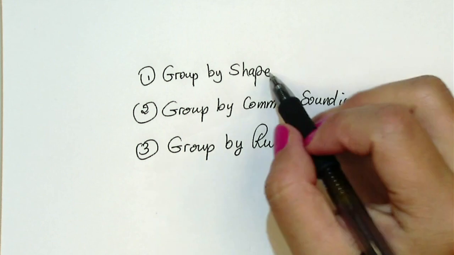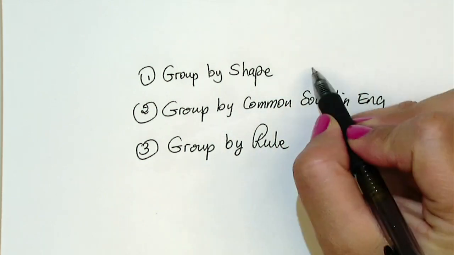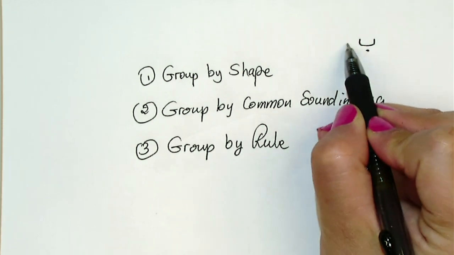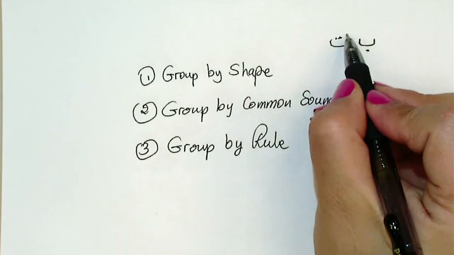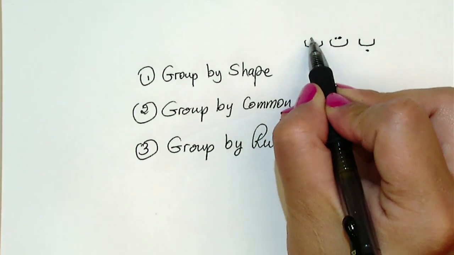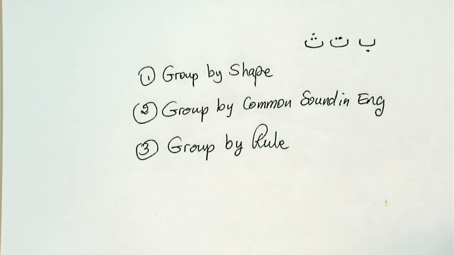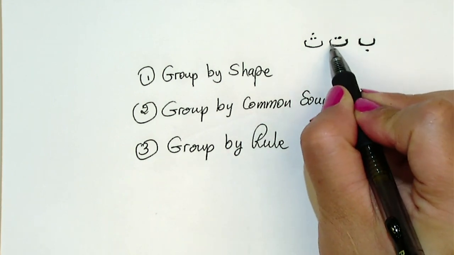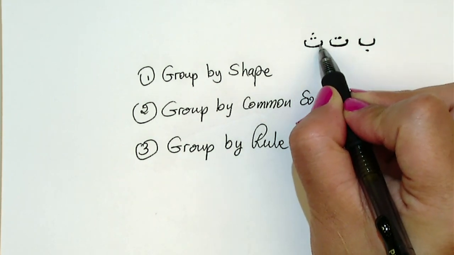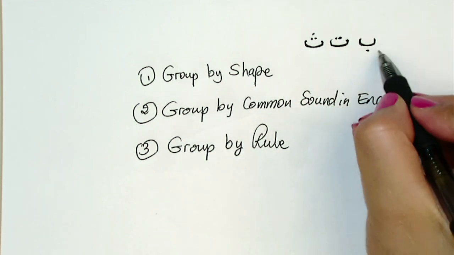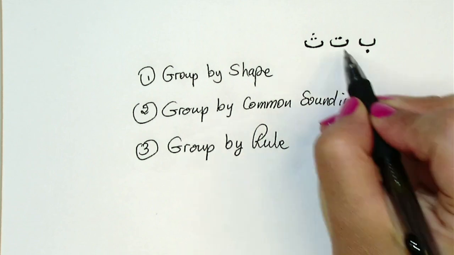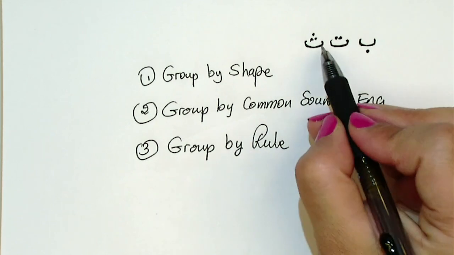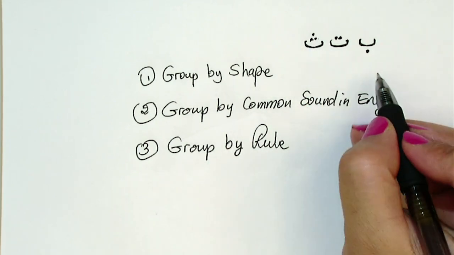For example, if we're grouping by shape, we're looking at the letters that share the exact same drawing or shape. So if we take ba, and we take ta, and then we take tha, all three share the same shape. What is that shape? It is the boat shape right here. So we are learning three sounds, and we're learning one shape. What we have to do is just place the dot in the right position. The three dots of tha have to create a triangle corner.